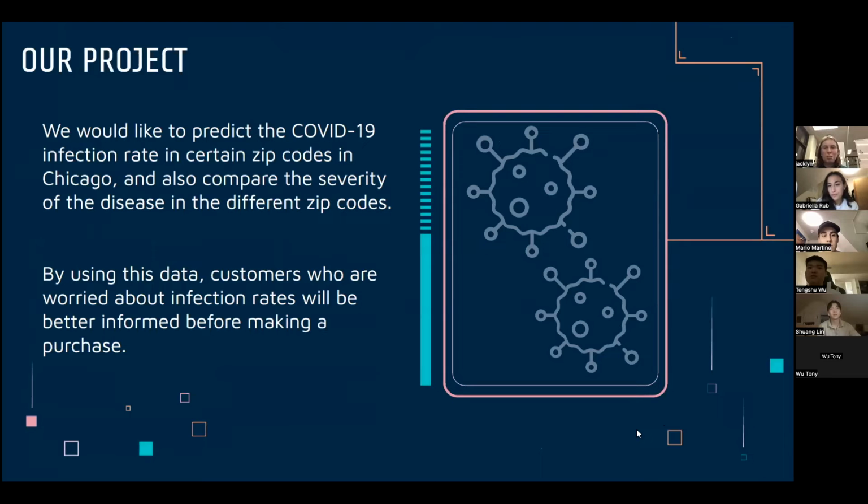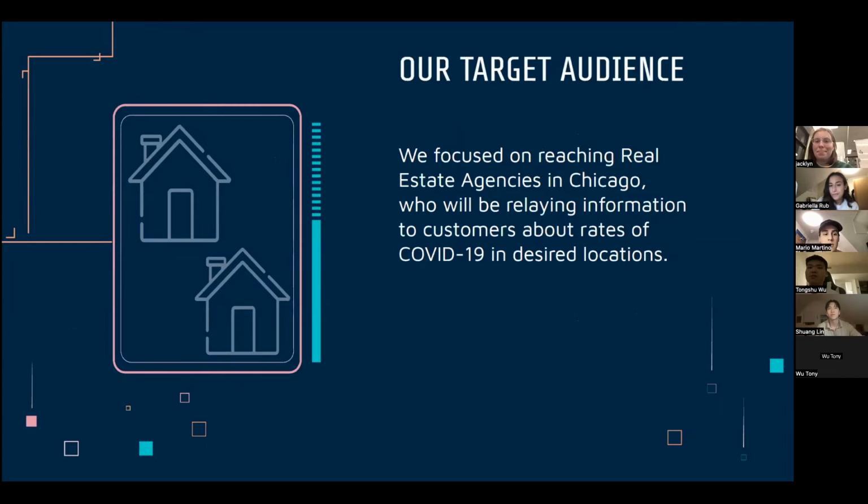So our goal in this project was to predict the COVID-19 infection rate in different zip codes in Chicago. And so we wanted customers to be able to look at how infection rates might be in the future. Since our data is for the city of Chicago, we decided our target audience should be real estate agencies that deal with property in the city of Chicago.